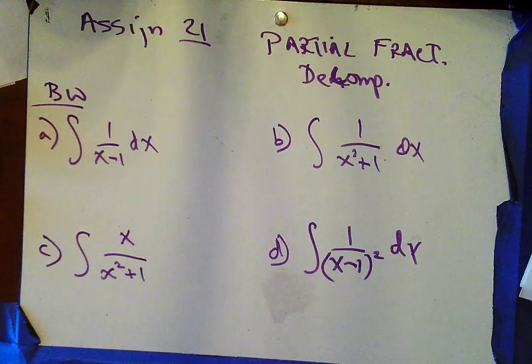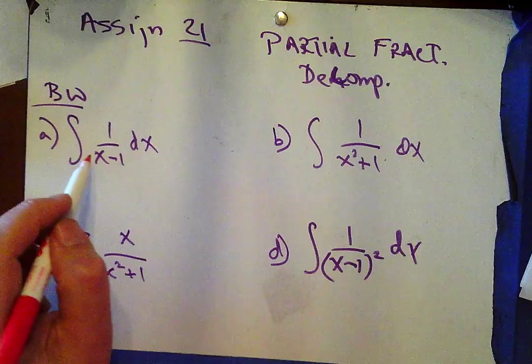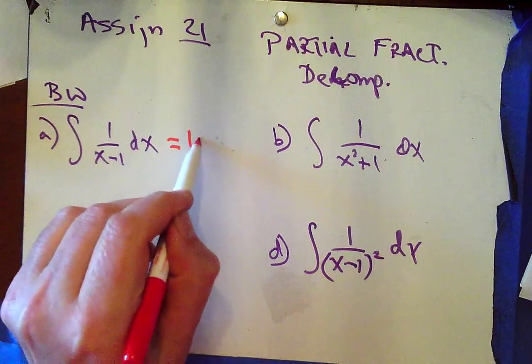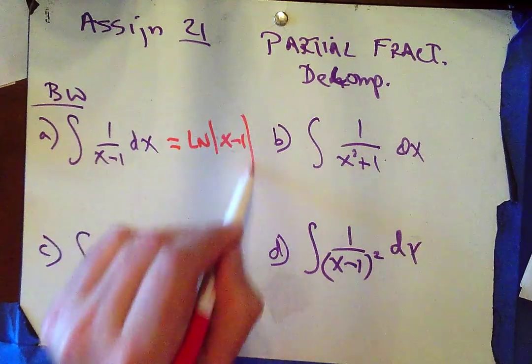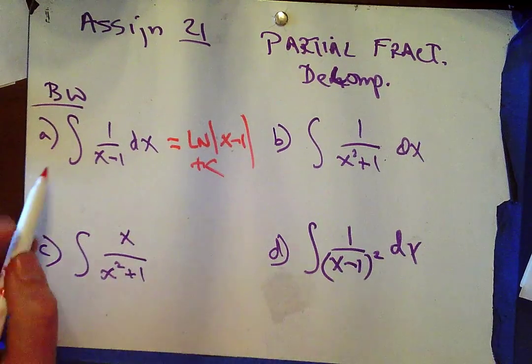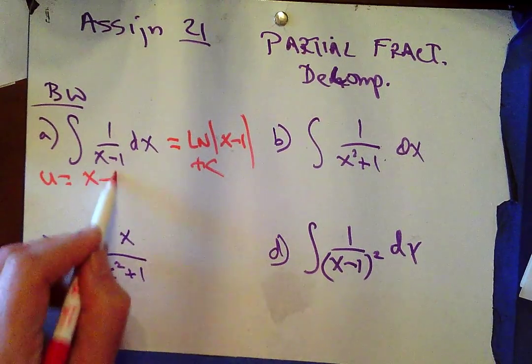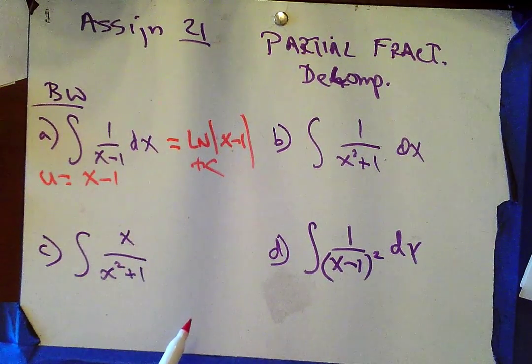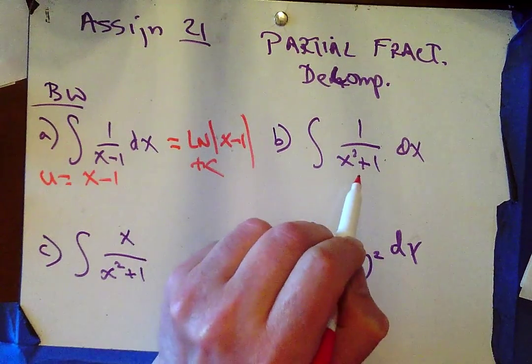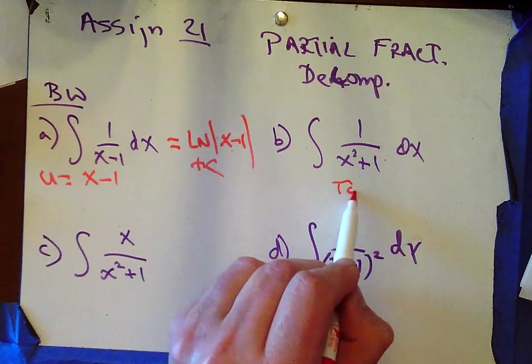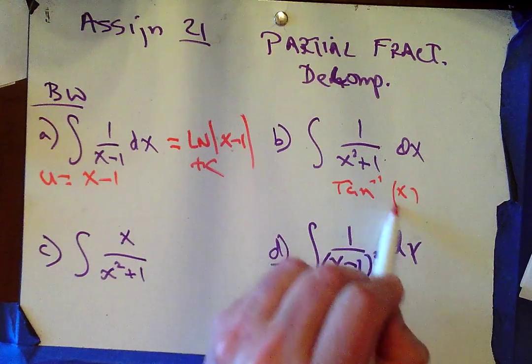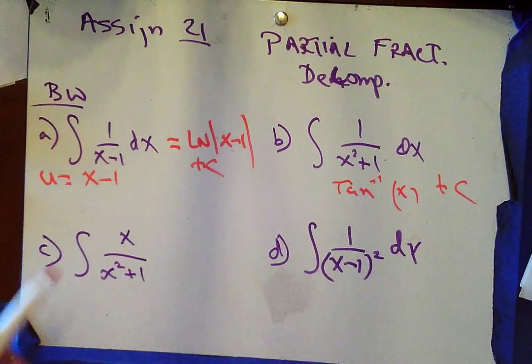Okay, welcome back. So for this one, I would hope that you'd have ln of x minus 1 plus c. If you need, you can always do a u sub where your u is x minus 1. Here, this is straightforward inverse tangent. Don't forget the plus c.